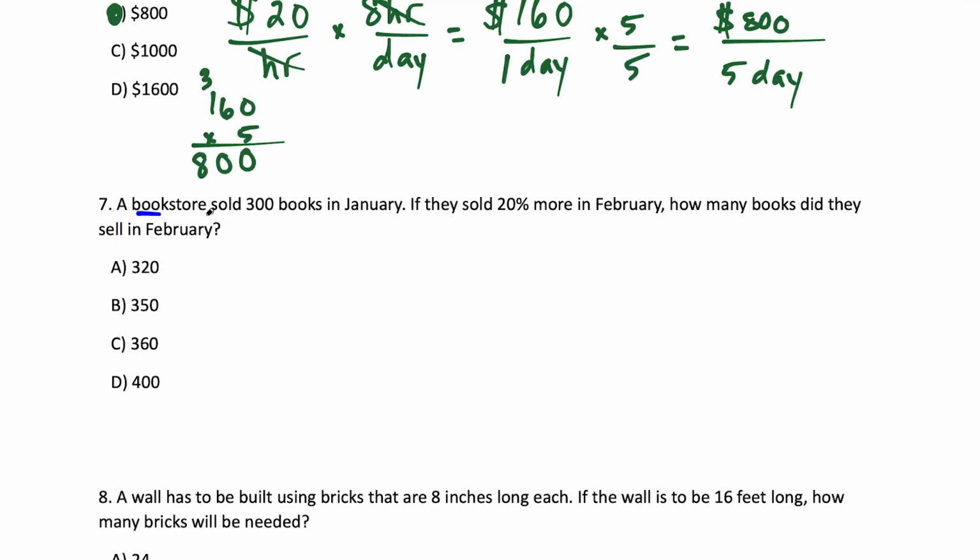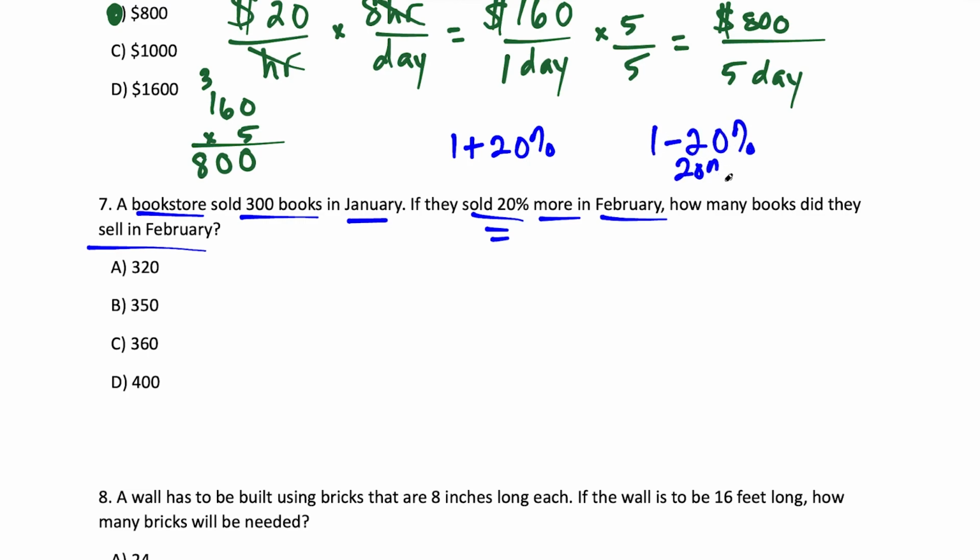Question 7, we have a bookstore that sold 300 books in January, and if they sold 20% more in February, how many books did they sell in February? For this question, I want to show a different approach. I did show before that for 20% you could just divide by 5, but let's say you want to practice multiplying by decimals. So for 20% more, I'm going to do 1 plus 20%. If it was a 20% discount or 20% less, then I would do 1 minus 20%, but this is for 20% more.